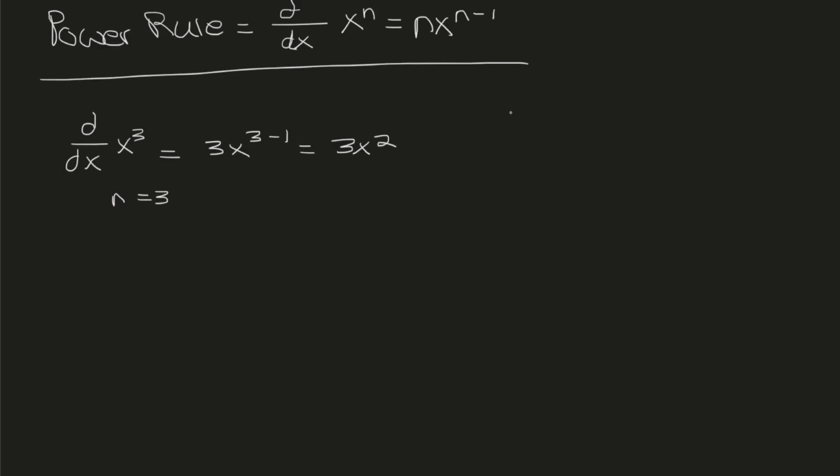Let's do another one. d dx of, let's say, 2x to the fifth. In this case, n is 5, right? So we bring 5 out to the front. So 5 times 2x to the n minus 1. So 5 minus 1 equals 4, and 5 times 2 gives us 10x to the fourth.